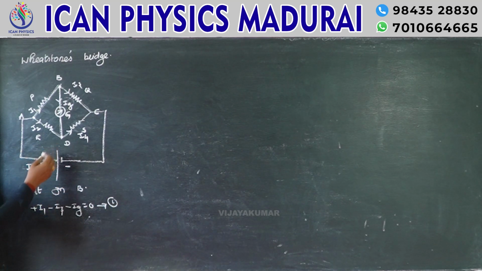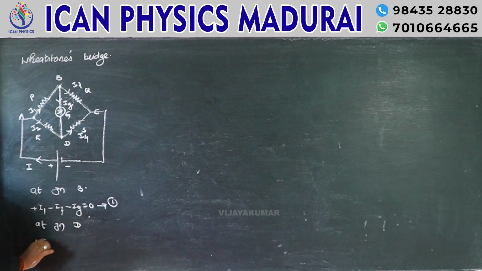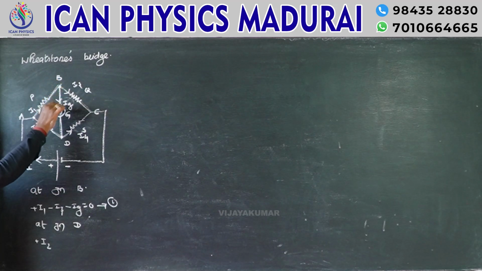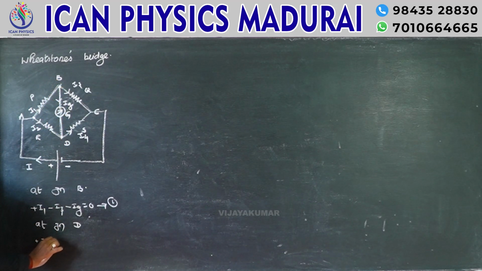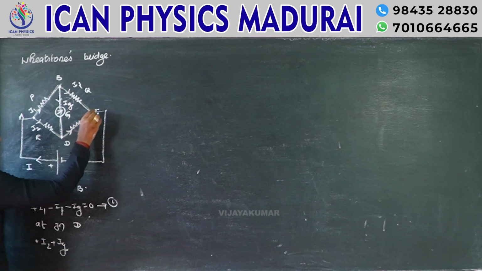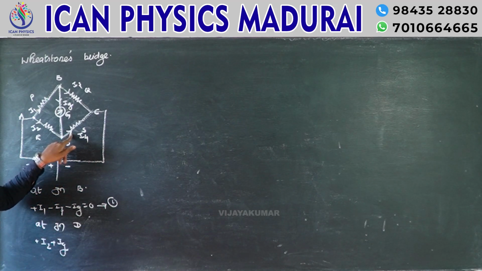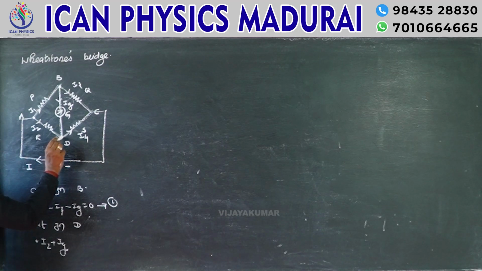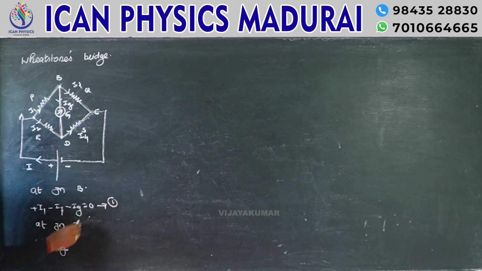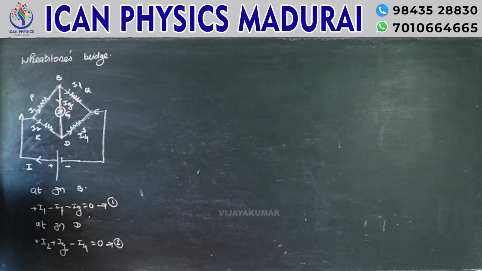Now let us see the opposite junction. At junction D, I2 is the current moving towards the junction, so plus I2. Ig is the current moving towards the junction, so plus Ig. I4 is the current moving away from the junction. Sir, moving away or moving towards? Just see the arrowhead. The arrowhead is moving away. That's minus I4 equal to 0. Now it's taken as equation number 2.